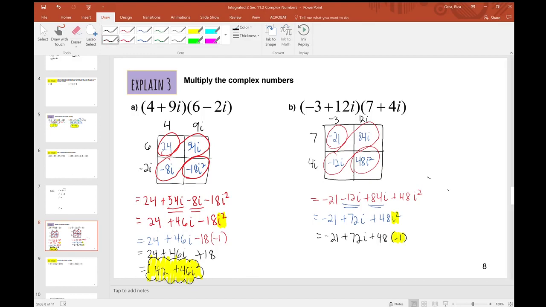Let's keep going. So that's negative 21 plus 72i. 48 times negative 1 is negative 48. And then from there, let's combine our real numbers. We have negative 21 minus 48, which is negative 69, plus 72i. So the answer to this problem is negative 69 plus 72i.